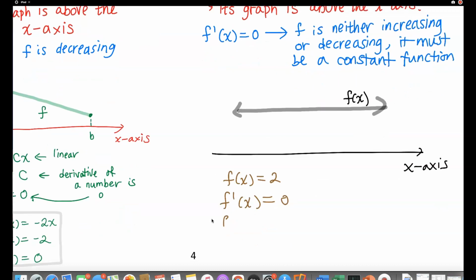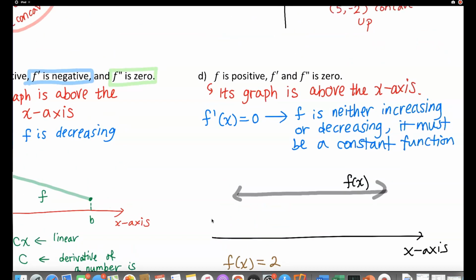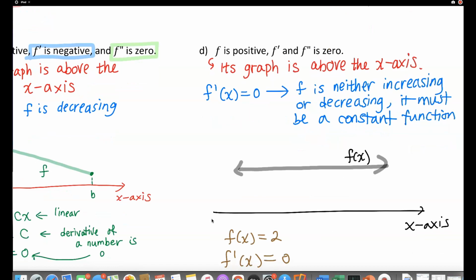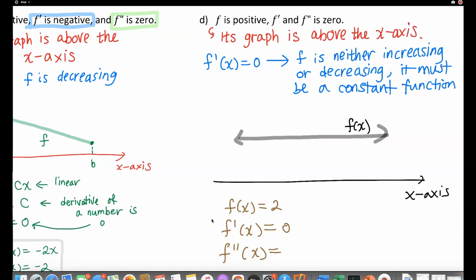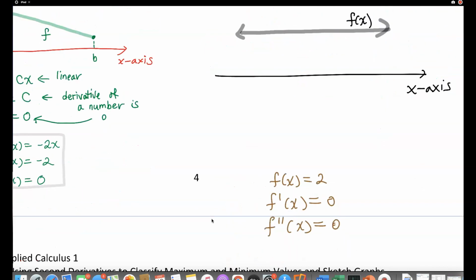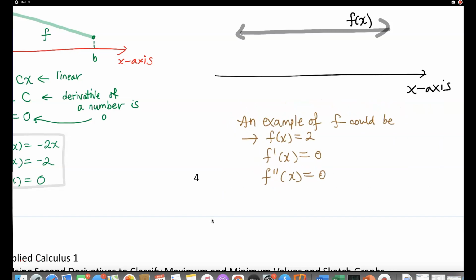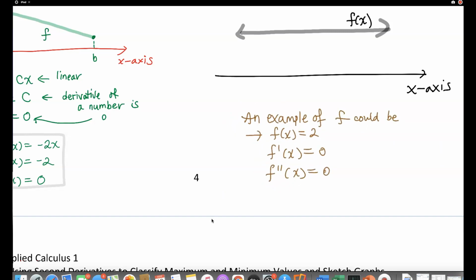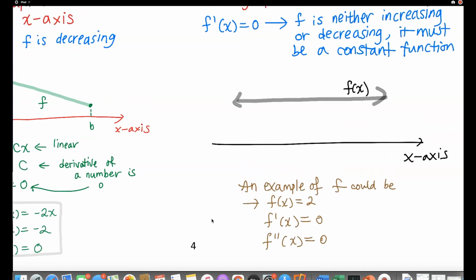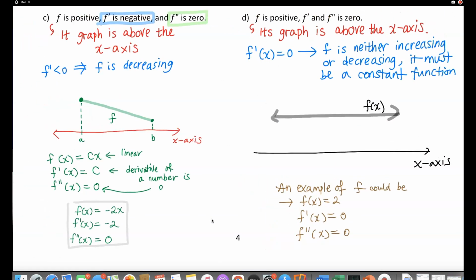What is the second derivative? Well, derivative of 0 is again 0. So it also meets the third condition. So I think we got it. It must be a constant function. So I think I will keep this here. An example of f could be this, right? And f can be something else. F can be 3, 4, 5. F can be 1.5. As long as f is positive, because we want it to be above the x-axis, there are several constant functions that will meet this condition.